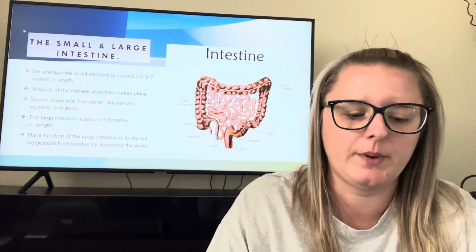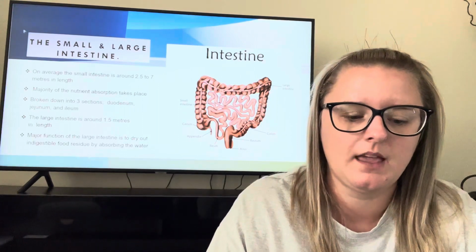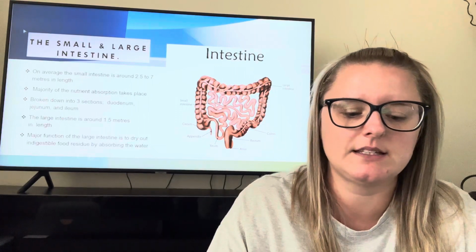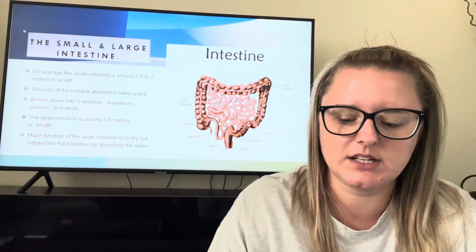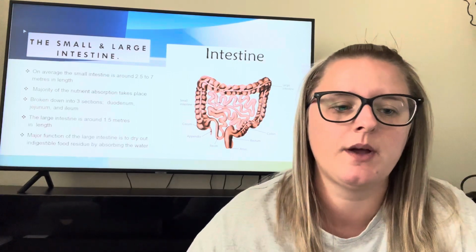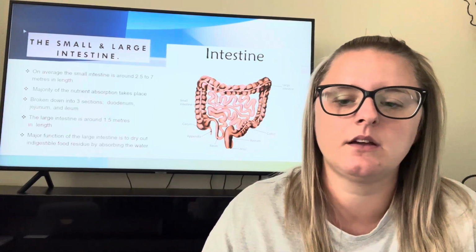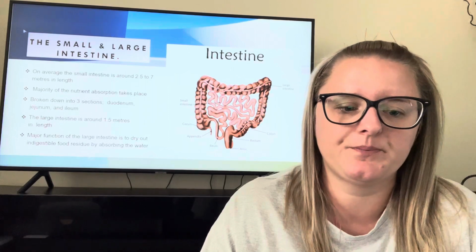Food and digestive fluids that aren't absorbed keep moving into the large intestine. The large intestine is around 1.5 metres in length and extends from the small intestine to the anus. The major function of the large intestine is to dry out indigestible food residue by absorbing the water and ejecting those residues from the body as feces. This water is then absorbed into the bloodstream and the residues move into the rectum.